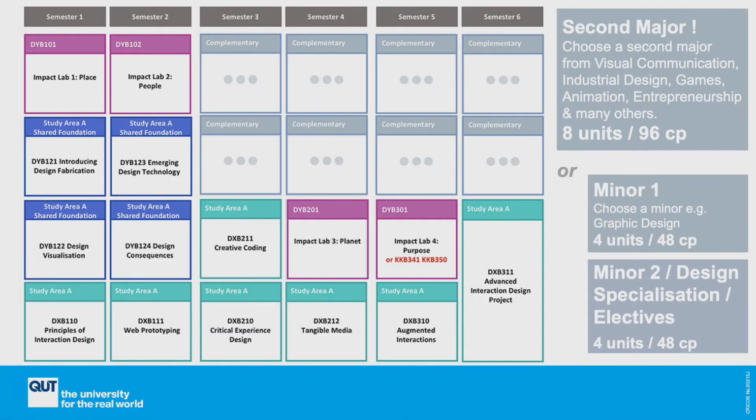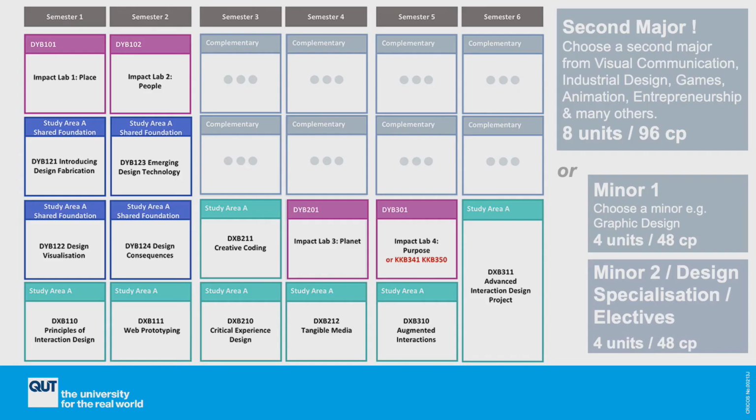For your complementary studies, you can actually fit in another full major. Interaction design is the only design degree where you can do that. So you could look at industrial or fashion or visual communication as an extra major. Or you can do a couple of minors or even units to develop a design specialization like wearable computing or service design. Check out the Design Community Hub page on Blackboard for more information.